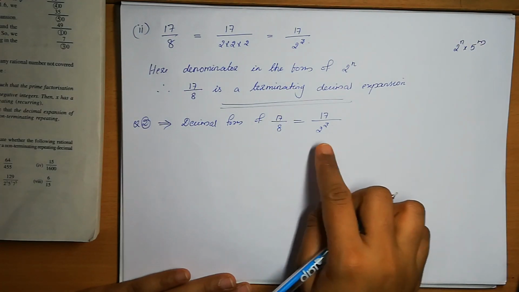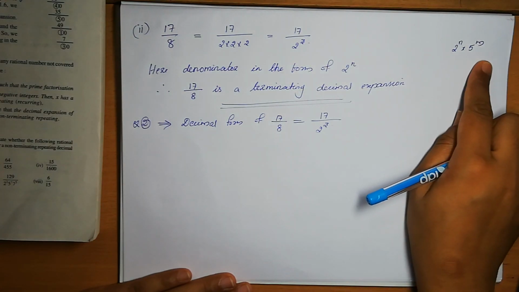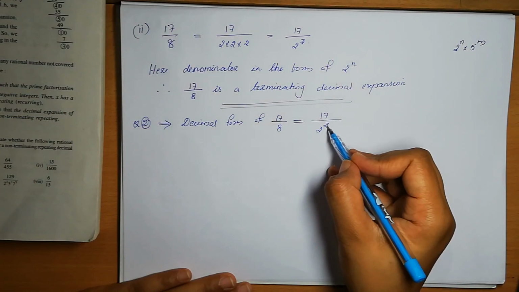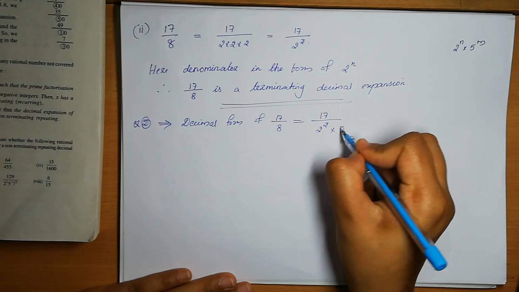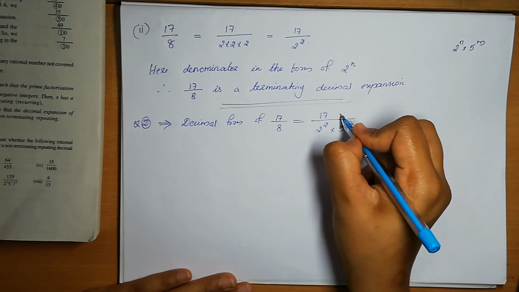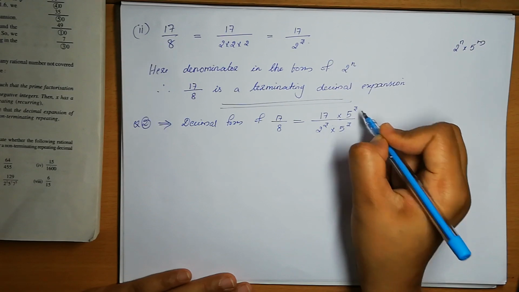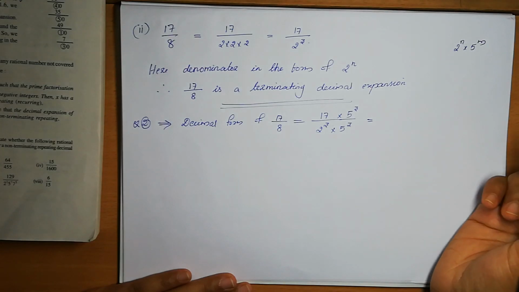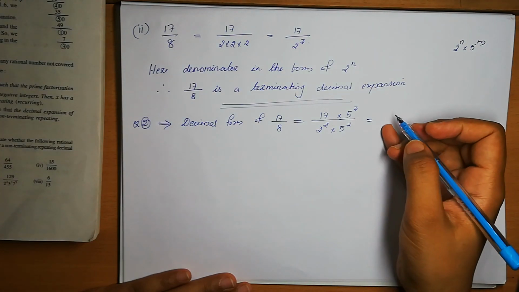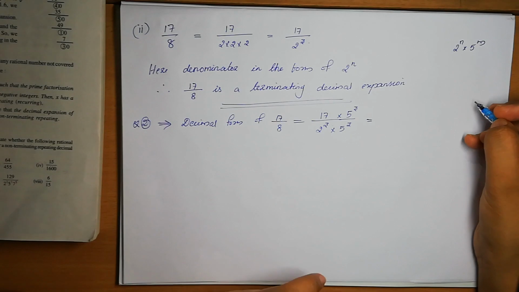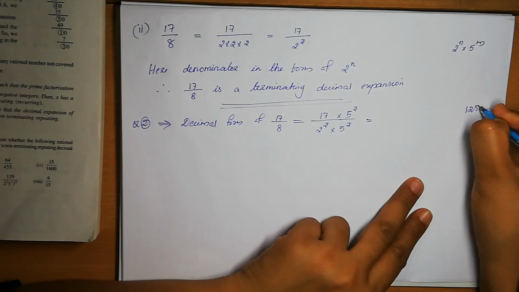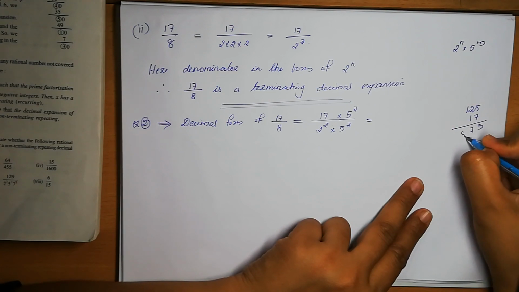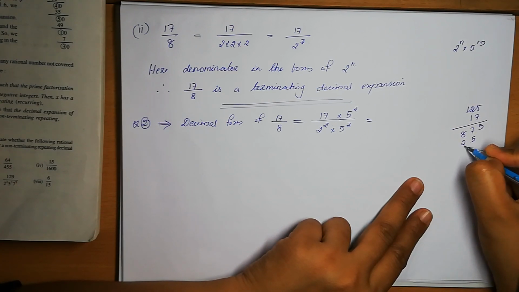Decimal expansion means the denominator is in the form of 2 raised to n into 5 raised to m. That means here the 5 term is not there. So we can multiply with 5 with the same power. That means 5 power cube. Multiply both the numerator and the denominator with the same number. Then only the equation becomes balanced. So this becomes 5, 17. So 5, 25 into 5, 125 into 17. 5, 7, 8, 5, 2.